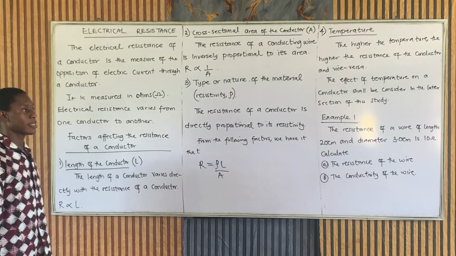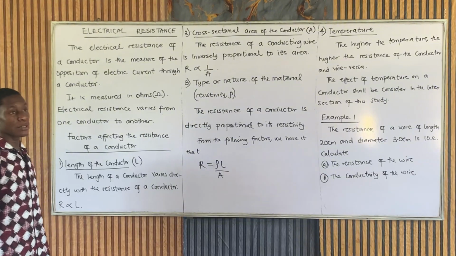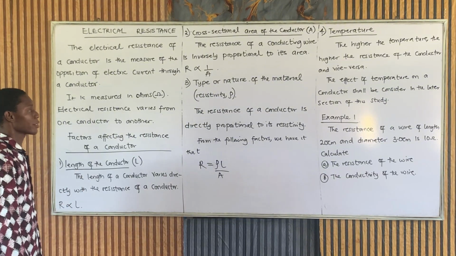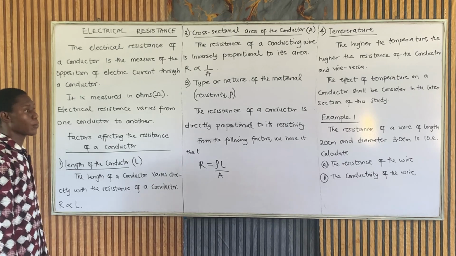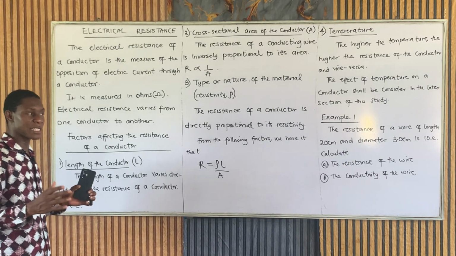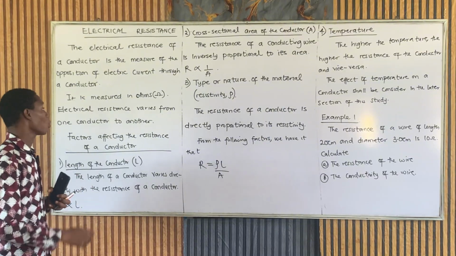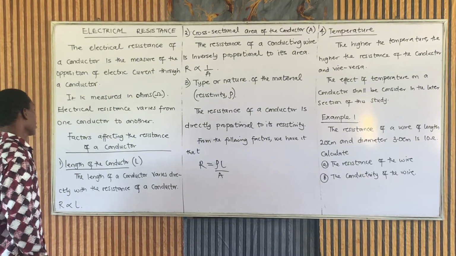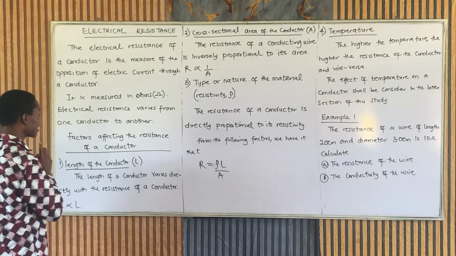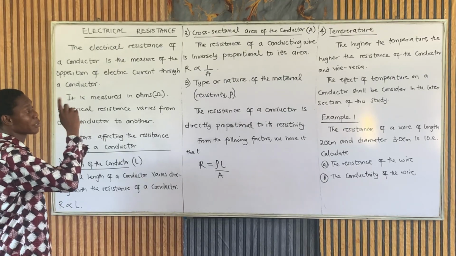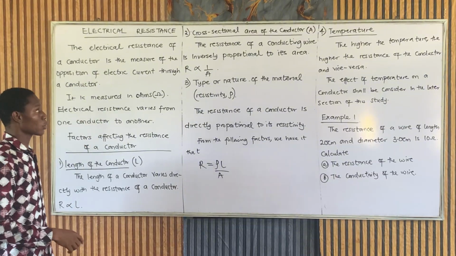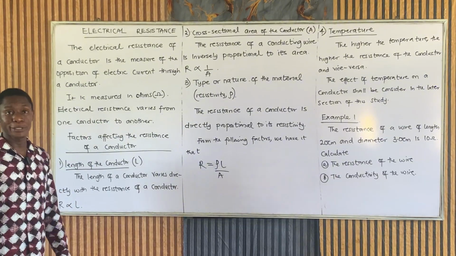Electrical resistance. The electrical resistance of a conductor is a measure of the opposition to the flow of electric current through that conductor. It is measured in ohms and it varies from one conductor to another. There are 4 factors that affect the resistance of a conductor. The first is the length of the conductor, the second is the cross-sectional area, the third is the type or nature of the material of the conductor, and the last one is temperature.